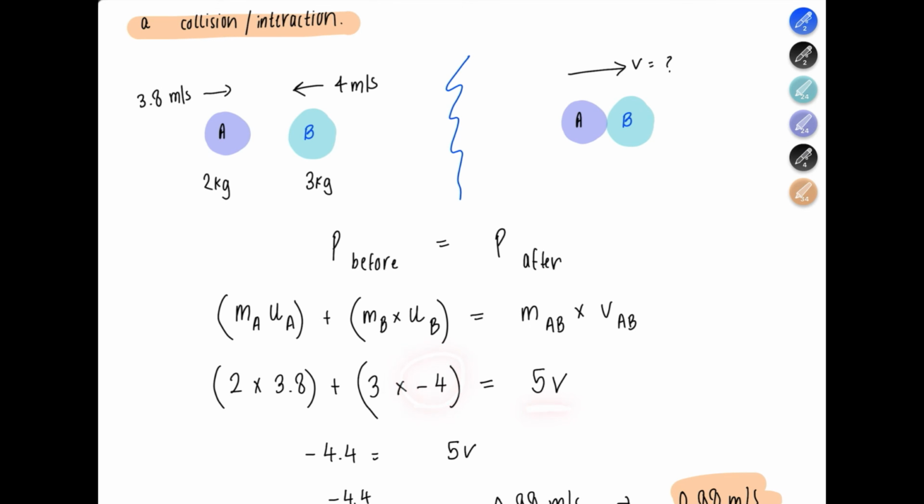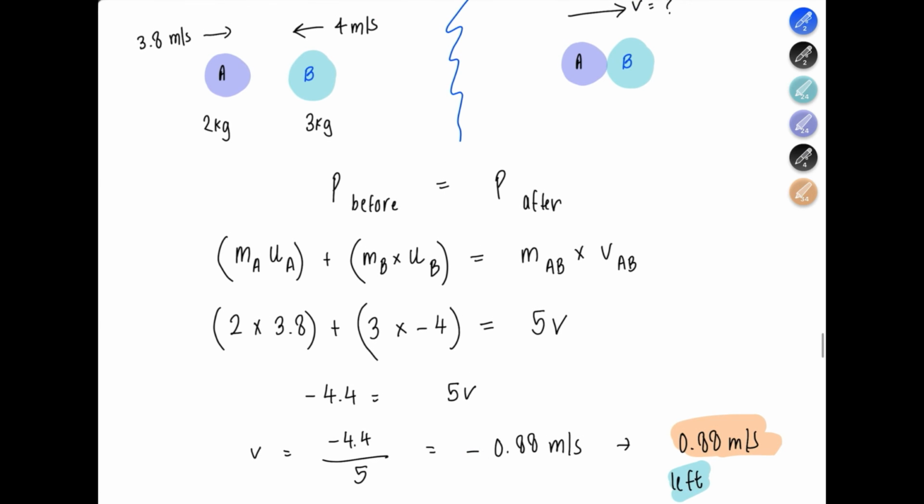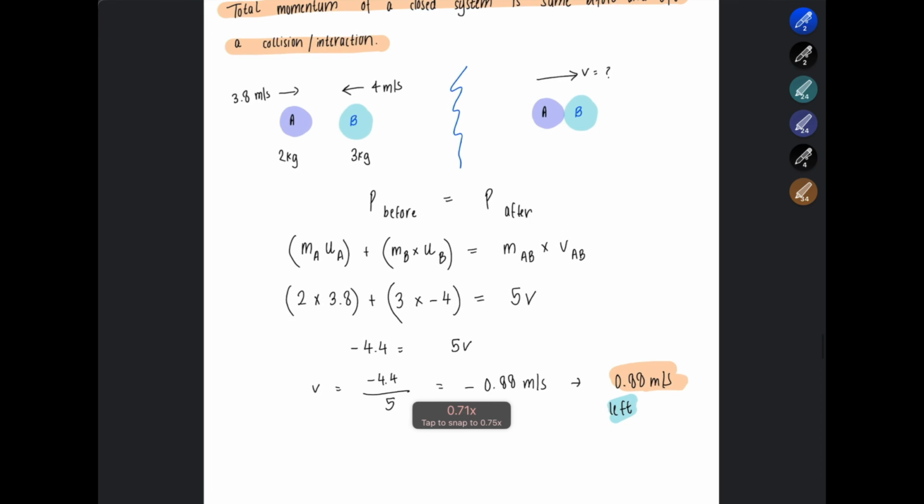Why 5? Because this is 2 kilogram plus 3 kilogram equals 5 kilogram multiplied by v. So now you have to solve for this, and then your velocity is negative 0.8 meter per second. Now, what is the meaning of negative? As we stated, that negative represents left. So this is moving towards left with a velocity of 0.88 meter per second.